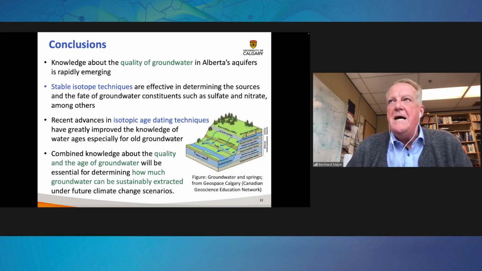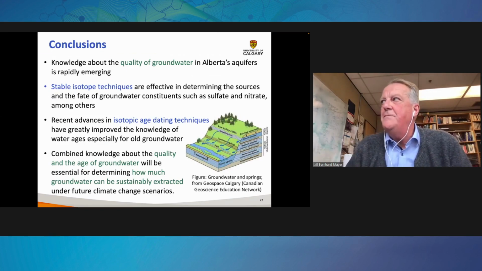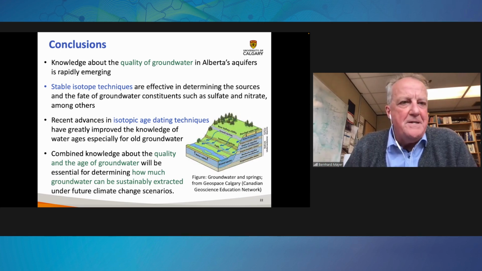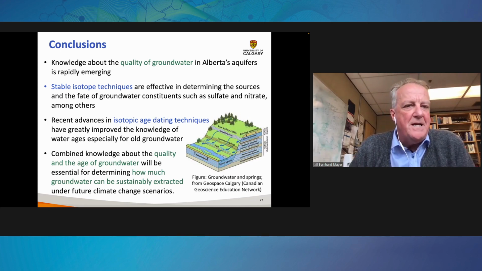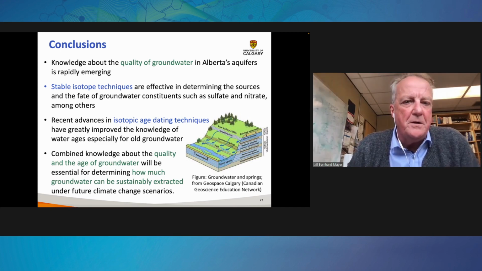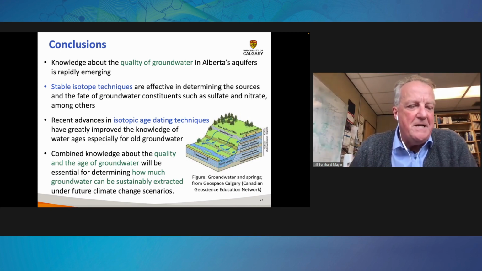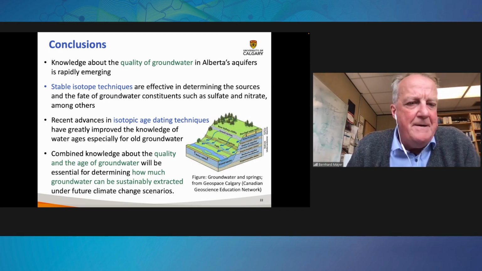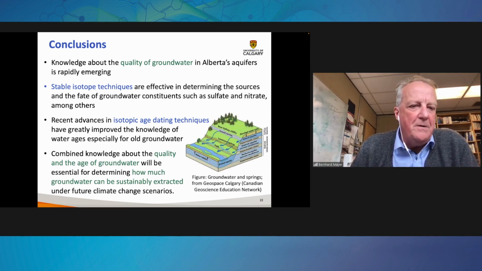So to summarize now the key points of what I presented: knowledge about the quality of groundwater in Alberta's aquifers is rapidly emerging. Stable isotope techniques are effective in determining the sources, and to some extent the fate of groundwater constituents such as sulfate and nitrate, but this can also be expanded to methane and ethane. Recent advances in isotopic age dating techniques have greatly improved the knowledge of water ages, especially for very old groundwater.